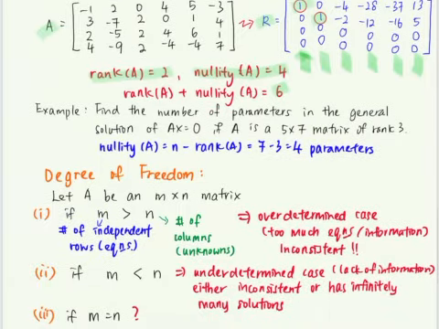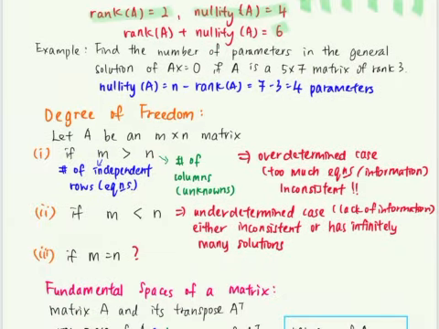Now try to find the number of parameters in the general solution of AX equals 0 if A is a 5 by 7 matrix of rank 3. So for 5 by 7, you have 5 rows and 7 columns. And with rank 3, you have a leading one, leading one, leading one. So 3 rows contain the leading ones.